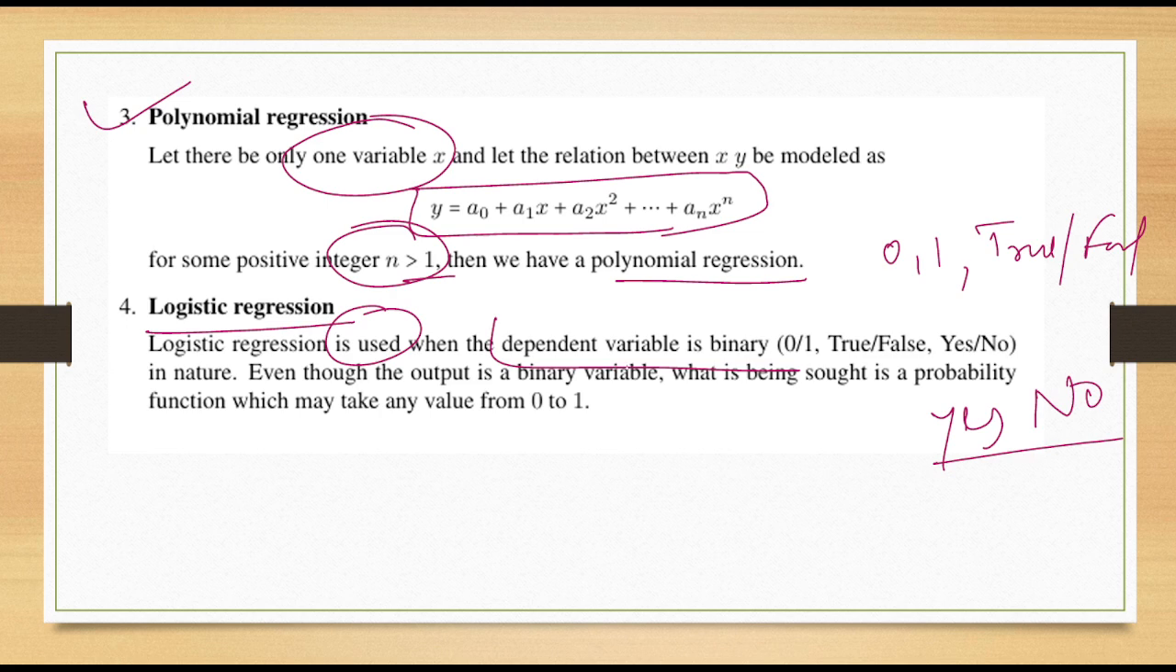Even though the output is a binary variable, what is being sought is a probability function which may take a value from 0 to 1. So in this case, our output value may be from 0 to 1. That means we have the variable in terms of either 0 and 1, true or false, yes or no, and in that case our model is called logistic regression.